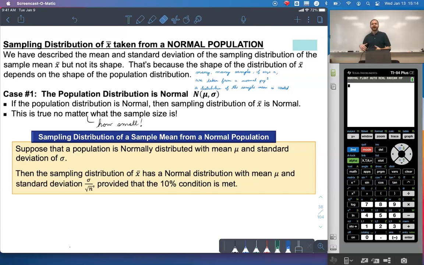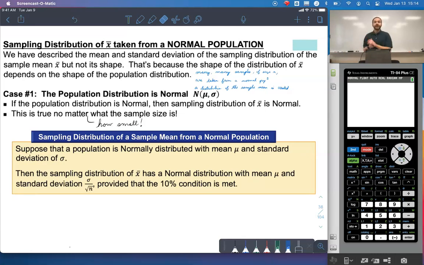So let's look at the box. We have a sampling distribution of a sample mean from a normal population. Suppose that a population is normally distributed with a mean of mu and a standard deviation of sigma. And that's where you see N(mu, sigma). The sampling distribution of x bar, so notice the phrasing you have to write, is a normal distribution with a mean of mu and a standard deviation of sigma divided by the square root of n.